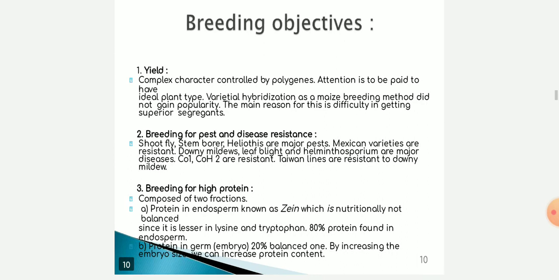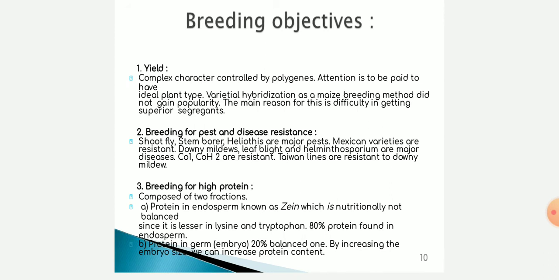The breeding objectives regarding maize include, first, yield. It is a complex character controlled by polygenes. Attention is to be paid to have an ideal plant type. Varietal hybridization as a maize breeding method did not gain popularity. The main reason for this is the difficulty in getting superior segregates.